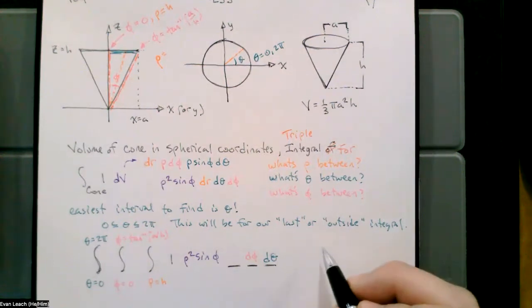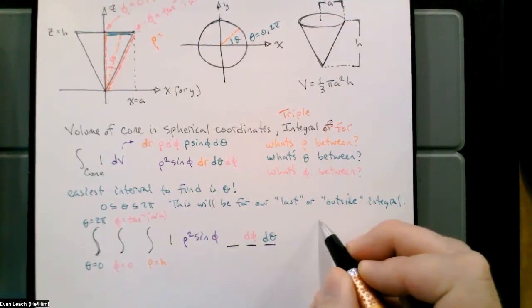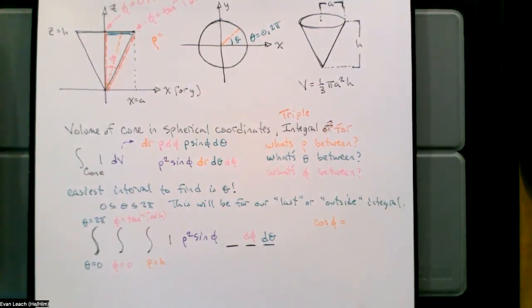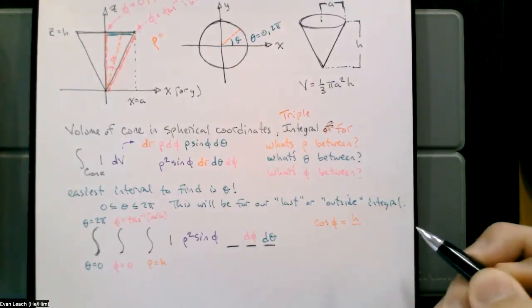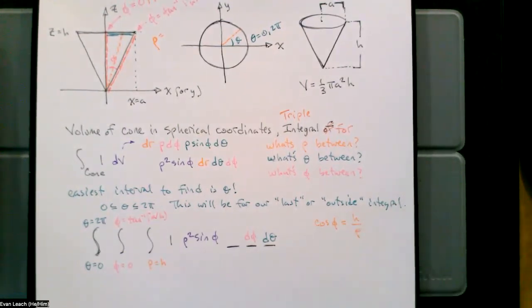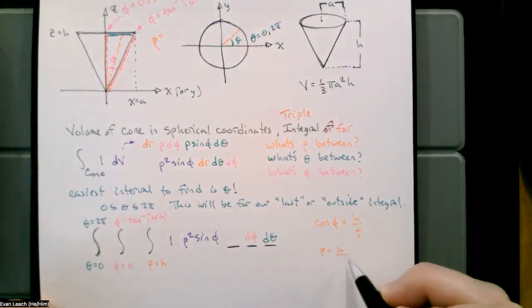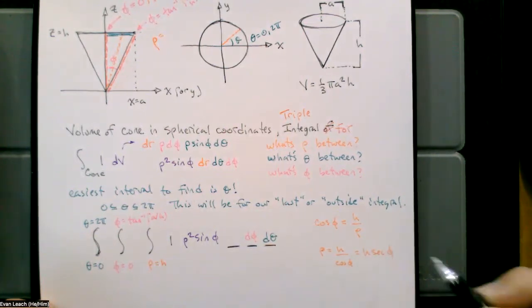So we're going to say, I didn't leave myself enough space, which is typical, that cosine of phi is adjacent over hypotenuse. And I just want to rearrange this so rho is a function of phi. So rho is going to be h over cosine phi, or h secant phi.